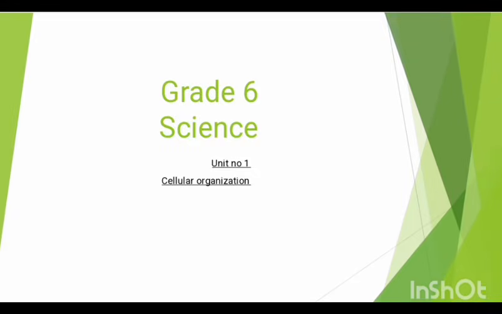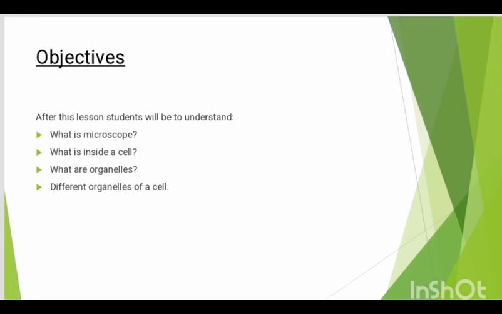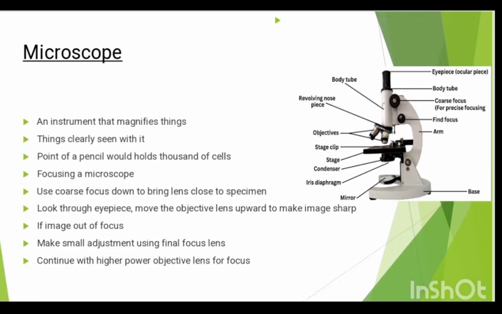Welcome to grade 6 science unit number 1, cellular organization. This is video lesson number 3. In the previous lesson we discussed cells and the types of organisms. In this lesson we will discuss what a microscope is, what is inside a cell, what organelles are, and the different organelles of a cell. Okay class, now move on to our topic, that is microscope.